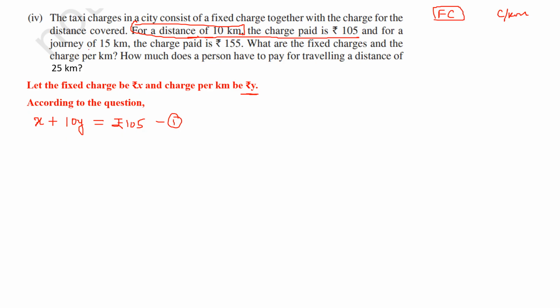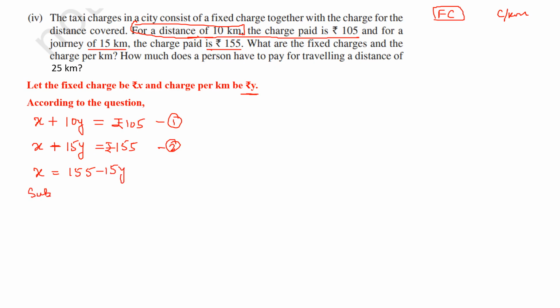Now second, for a journey of 15 km, the charge paid is 155 rupees. Again the fixed charge plus the charge per kilometer, y rupees. So for 15 km, he has to pay 15y rupees, and together it is 155 rupees. This is my second statement. So from the second statement, I can write x is 155 minus 15y.